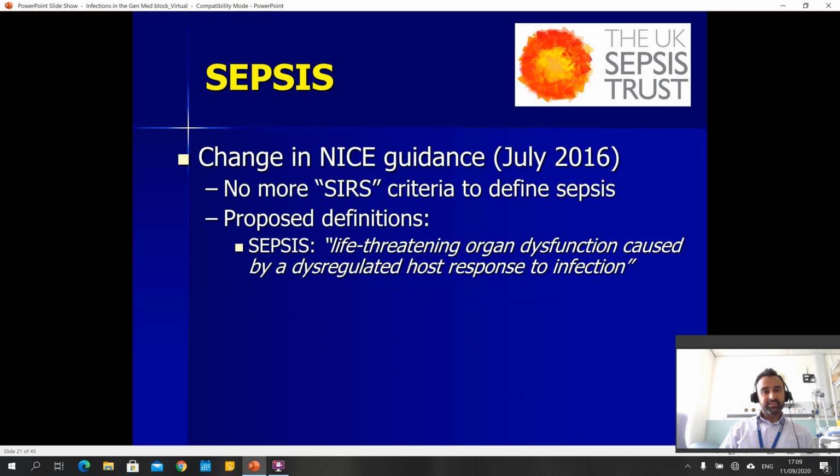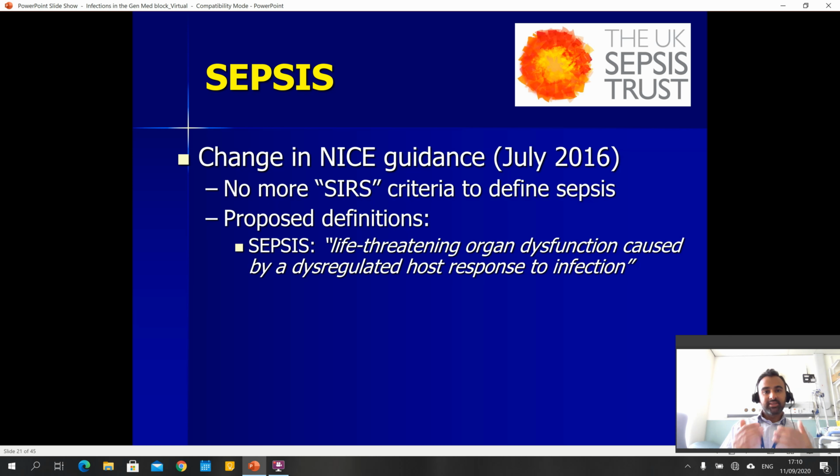The final part of this aspect of the talk is sepsis. Really key. A few years ago, UHL was criticized for its management and recognition of sepsis. Since then, we've put in a lot of effort to improving our recognition, including electronic observation, the EOBS, which then flags up when someone may have sepsis. So in 2016, the NICE guidance for diagnosing sepsis changed. Some of you might remember the term SIRS, which was used, but this was found to be not particularly helpful.